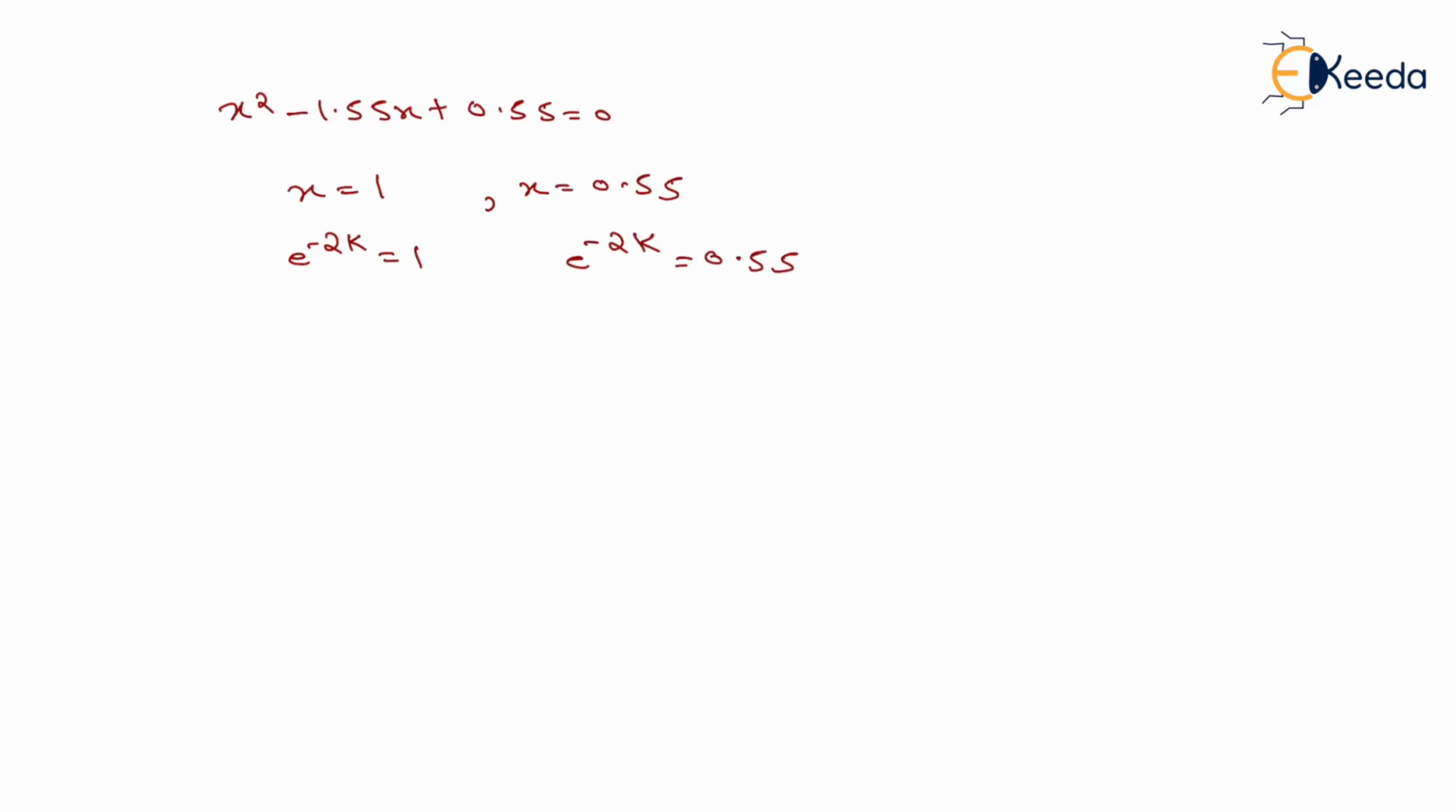Now after solving this equation, from this you will get the value of k equals 0, and from this you will get k equals 0.299. Now k equals 0 is not possible in this case, so the value of k, that is the reaction rate constant, will be equal to 0.299, which is the final solution of this question.